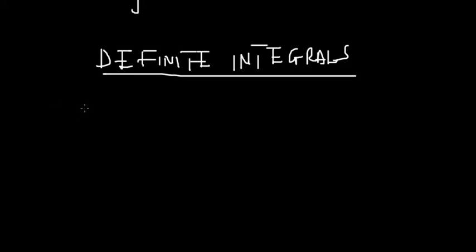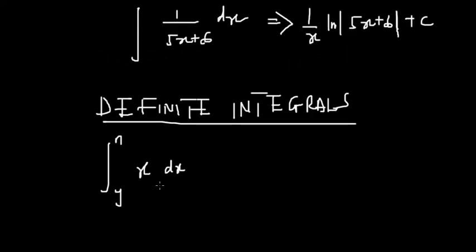For definite integrals, let me give you an example. You'll be given the limit. So let's say the limit from n to y, and then we have x dx. This is just an example to give you a fair idea of how definite integrals usually look. So let's take a simple example. Let's say we have the limits 2 and 1, and then we are taking the integral of x, dx.